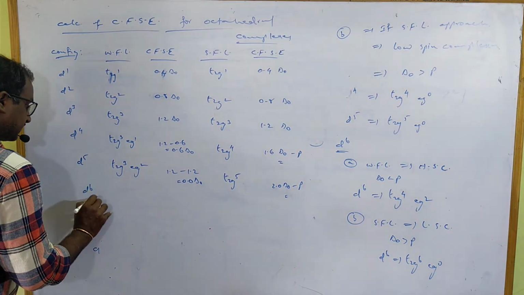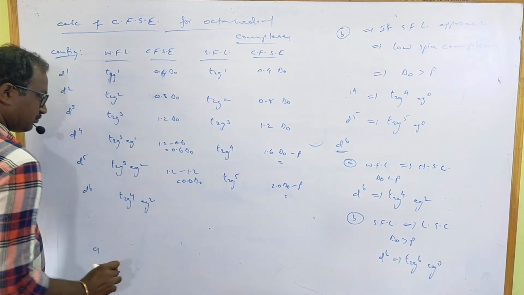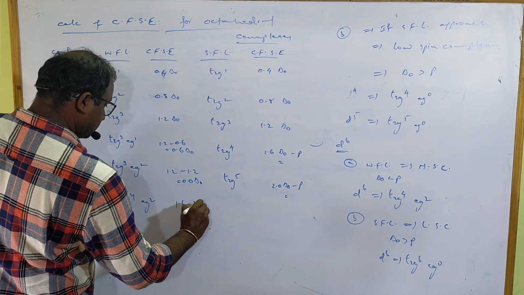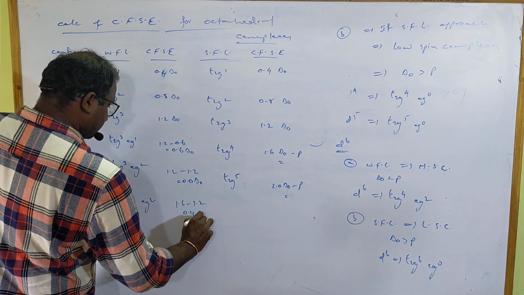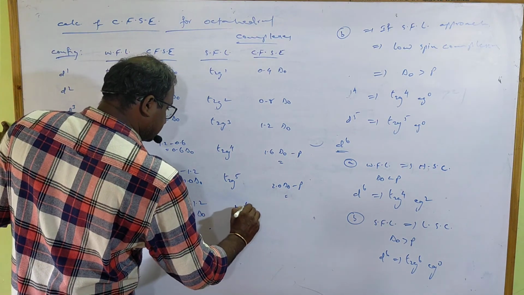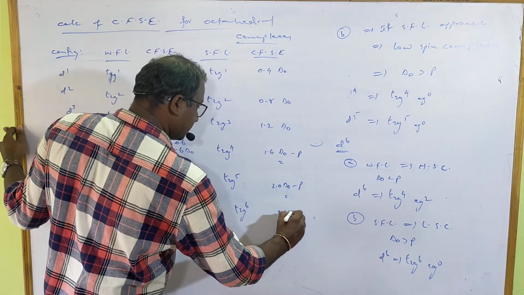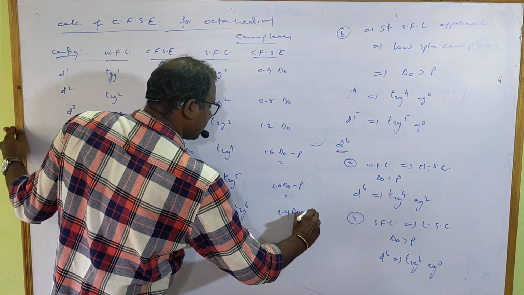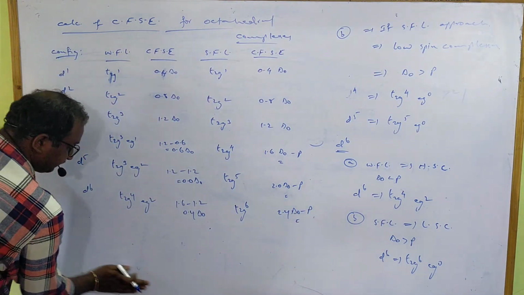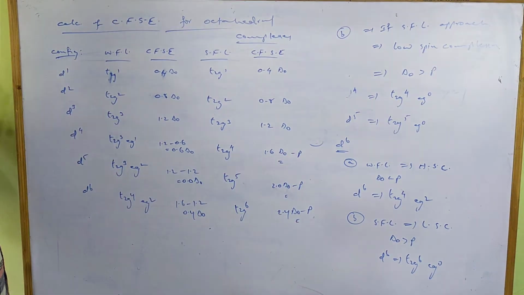Next for d6, if weak field ligands are there, t2g4 eg2. So it will be 1.6 minus 1.2, 0.4 delta O. For strong field, it will be t2g6, means 6 times 0.4 is 2.4 delta O minus 2P. That P depends upon the ligand, and if they give the P value, you can calculate the remaining CFSE.